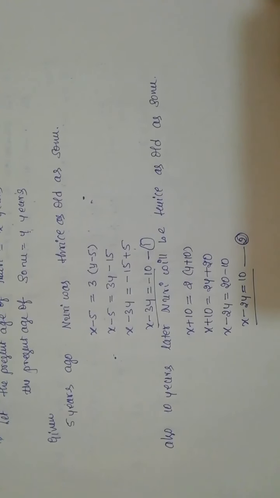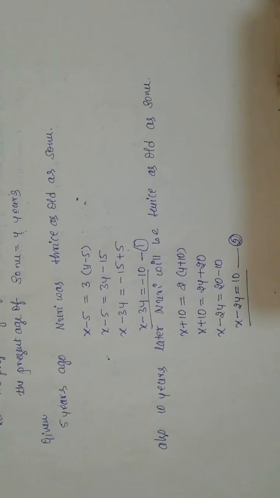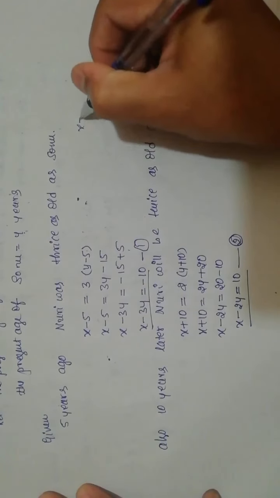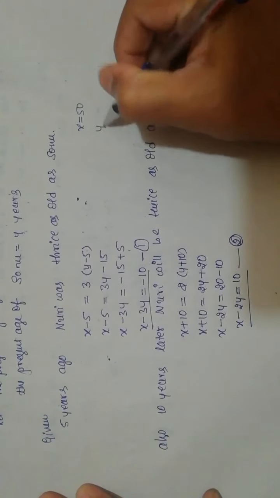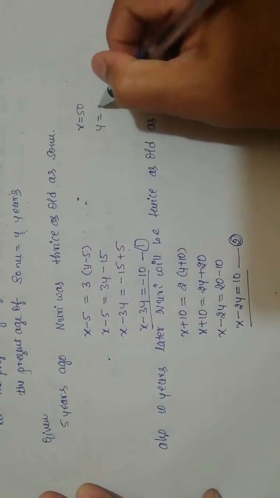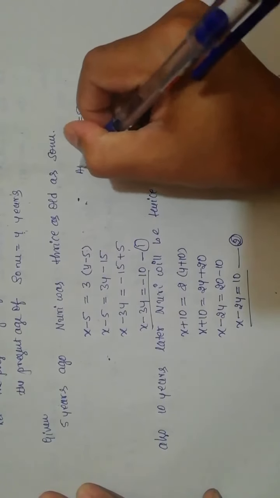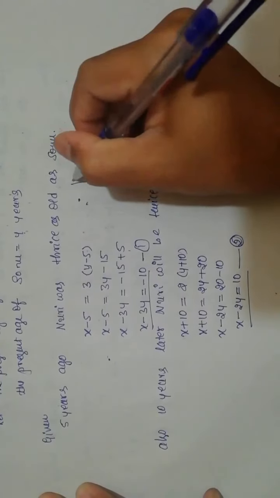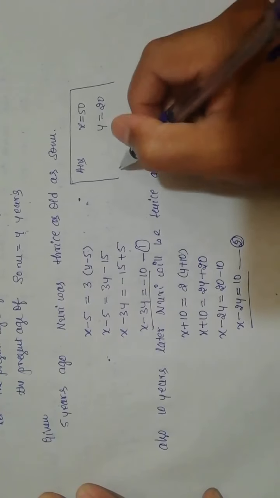So now if you simplify these two equations, meaning solving these two equations by the elimination method, you will get the required answer. Note down your answers. x is equal to 50. Okay, y is equal to 20. Okay, so this is the answer. Note down the answer: x is equal to 50 and y is equal to 20.